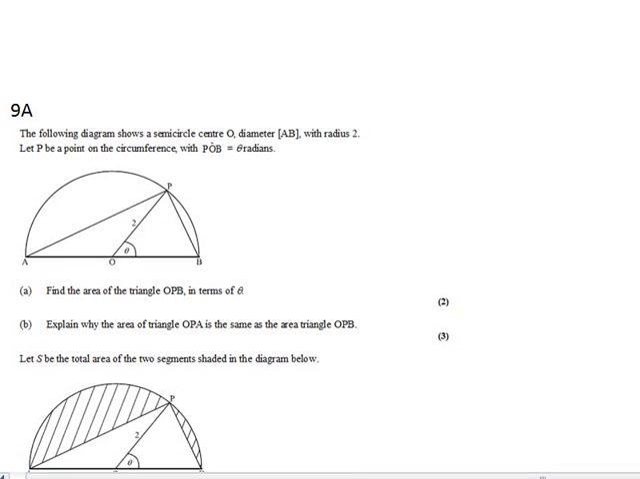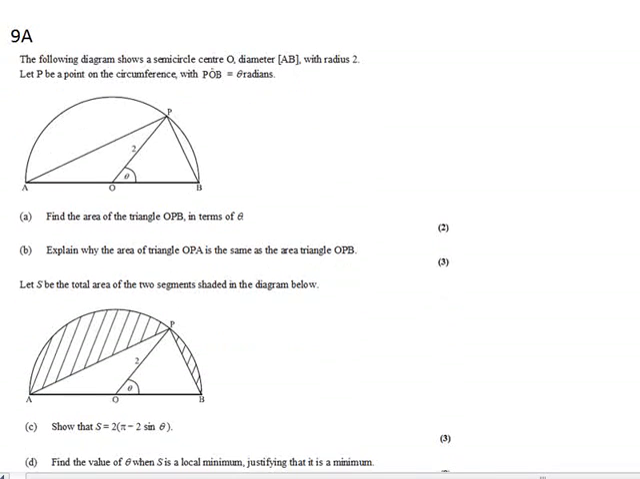Alright, David Can here with another question bank question in the style of the questions you find in Chapter 9a of your Hayes and Harris Math SL textbook. And this is about finding areas of non-right angled triangles.